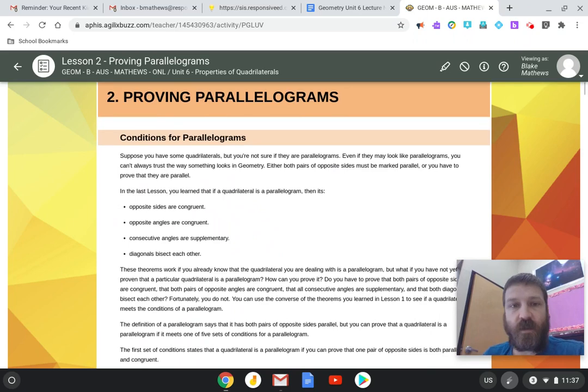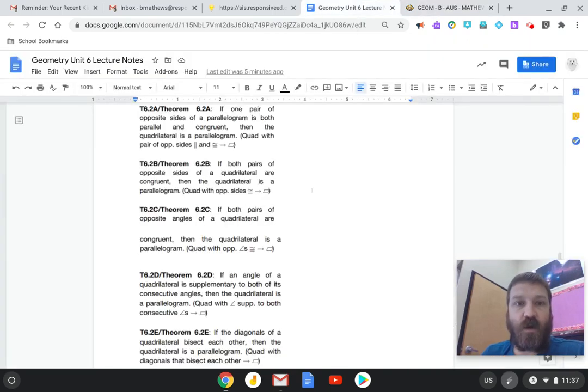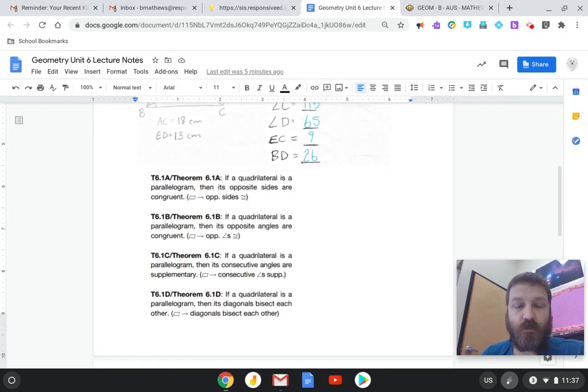So this second lesson is the opposite of what we talked about in the last lesson. In the last lesson, the material was focused on the properties of parallelograms that we know all parallelograms share. We went through those, and that's what you saw here in the examples. And then, of course, these are the 4 theorems we went over.